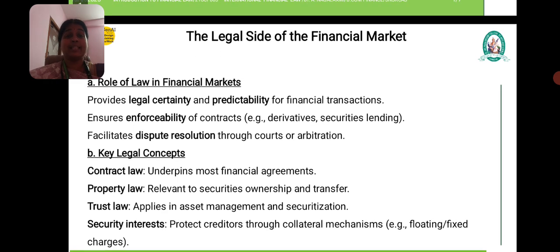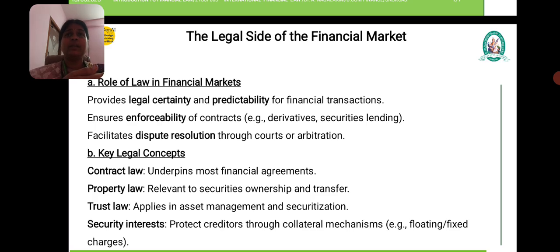Now we can see the role of law in the financial market. It provides legal certainty and predictability for financial transactions. All the regulations and laws should possess legal certainty and predictability. Then the second role is that it ensures enforceability of contracts.